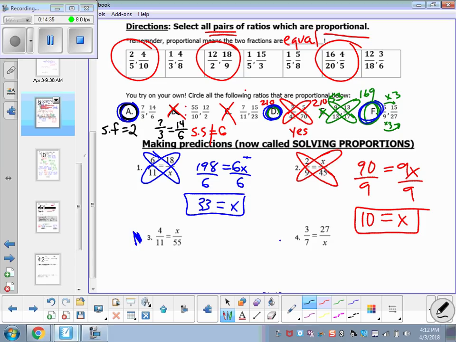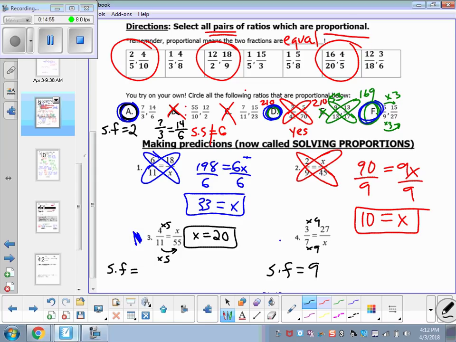All right, so for number 3, boom, I see a times 5. Scale factor is 5. So 4 times 5, x is going to equal 20. And for the last one, I see a scale factor. 3 times what gives us 27? 9. So 7 times 9, x would equal 63.